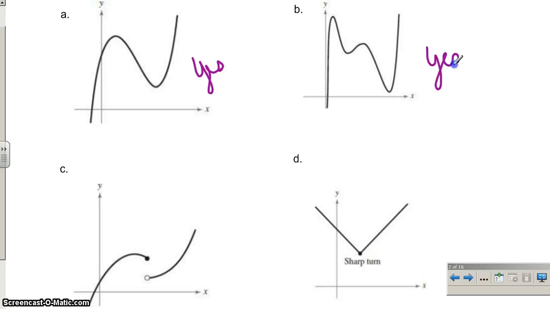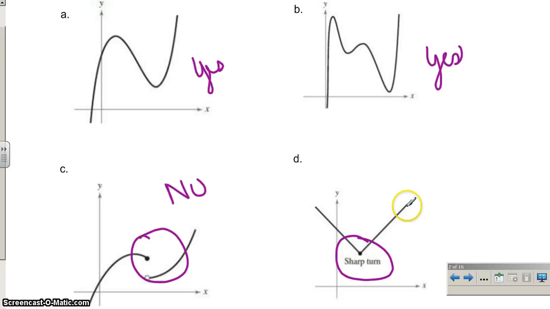Yes, this one is a polynomial function. This one would be a no because we have this break here where we'd have to pick up our pencil. And for this one here, we have a sharp turn, so it's not smooth and rounded, so this one would also be a no.